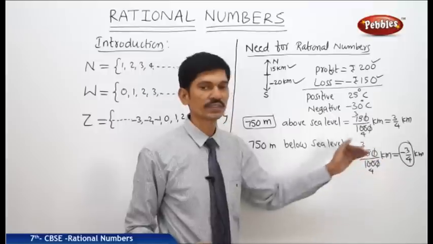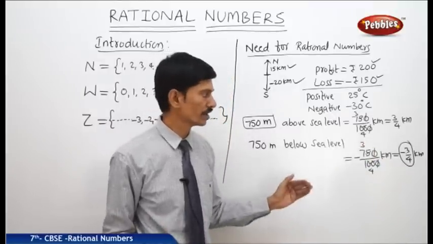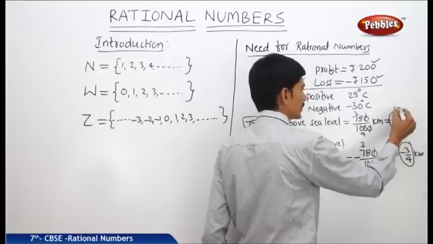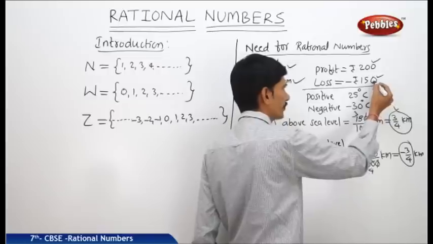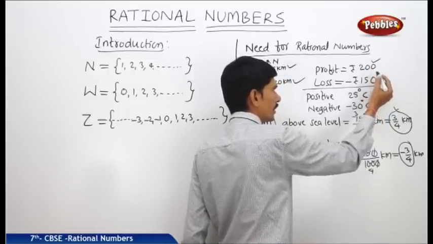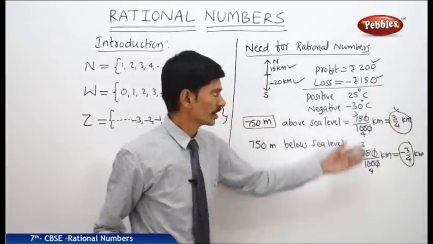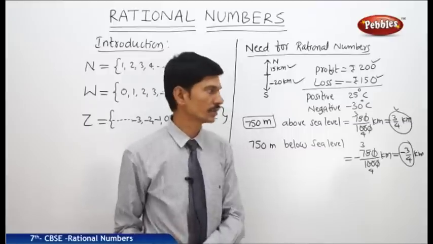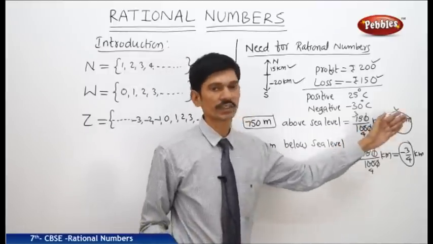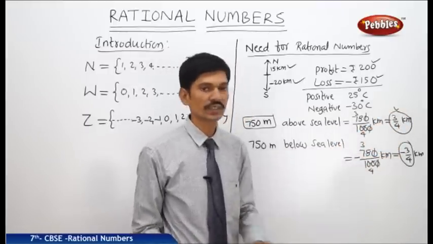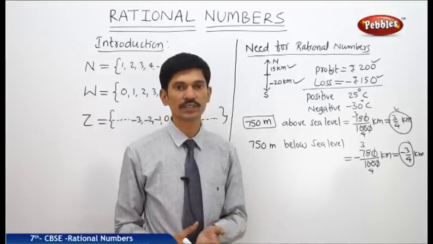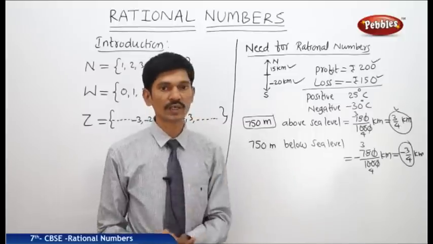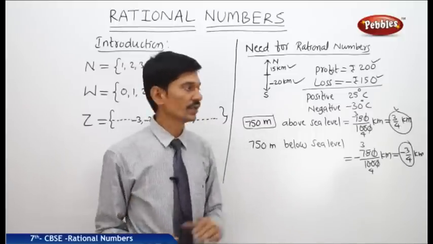Now this minus 3/4 is negative, but it is not an integer. It is not even a fraction. 3/4 is a fraction. And here 200 is a positive integer and minus 150 is a negative integer. 25 degrees centigrade is a positive integer, minus 30 degrees centigrade is a negative integer. And 3/4 is a fraction, but minus 3/4 is neither a fraction nor an integer. Then what should it be called? Actually this is a rational number. So there is a lot of need for rational numbers.